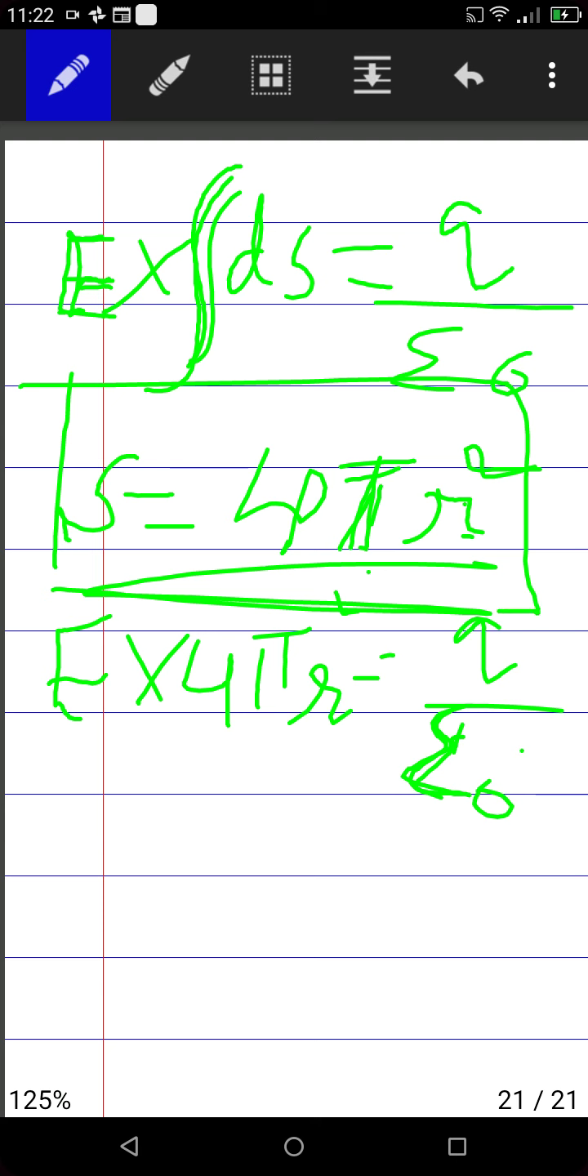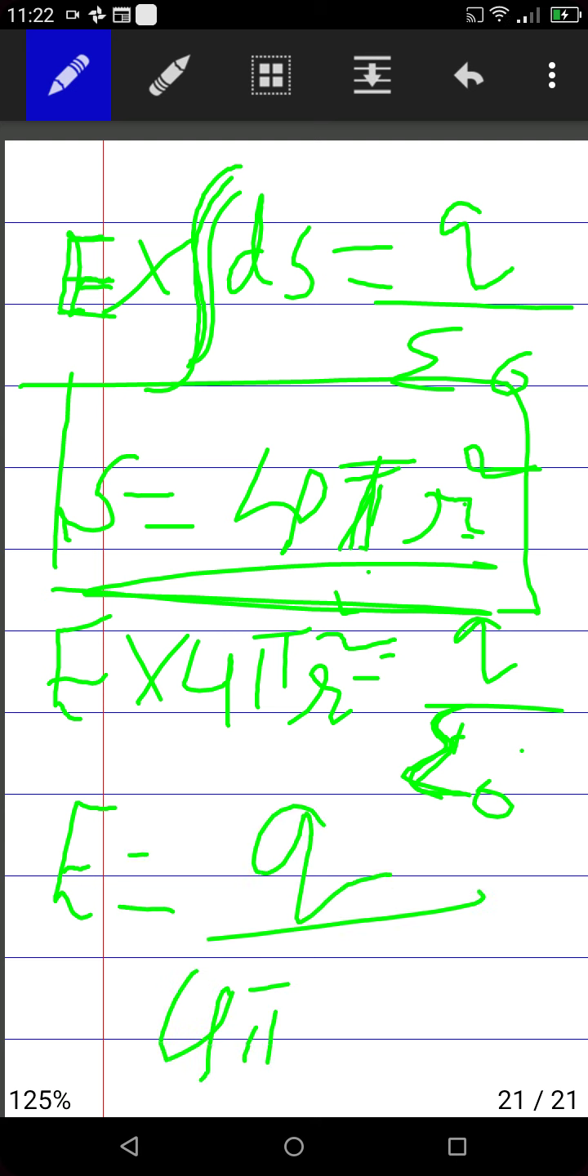E into 4 pi r square is equal to q by epsilon naught. So what is E equal to? E is equal to q by 4 pi r square into epsilon naught.